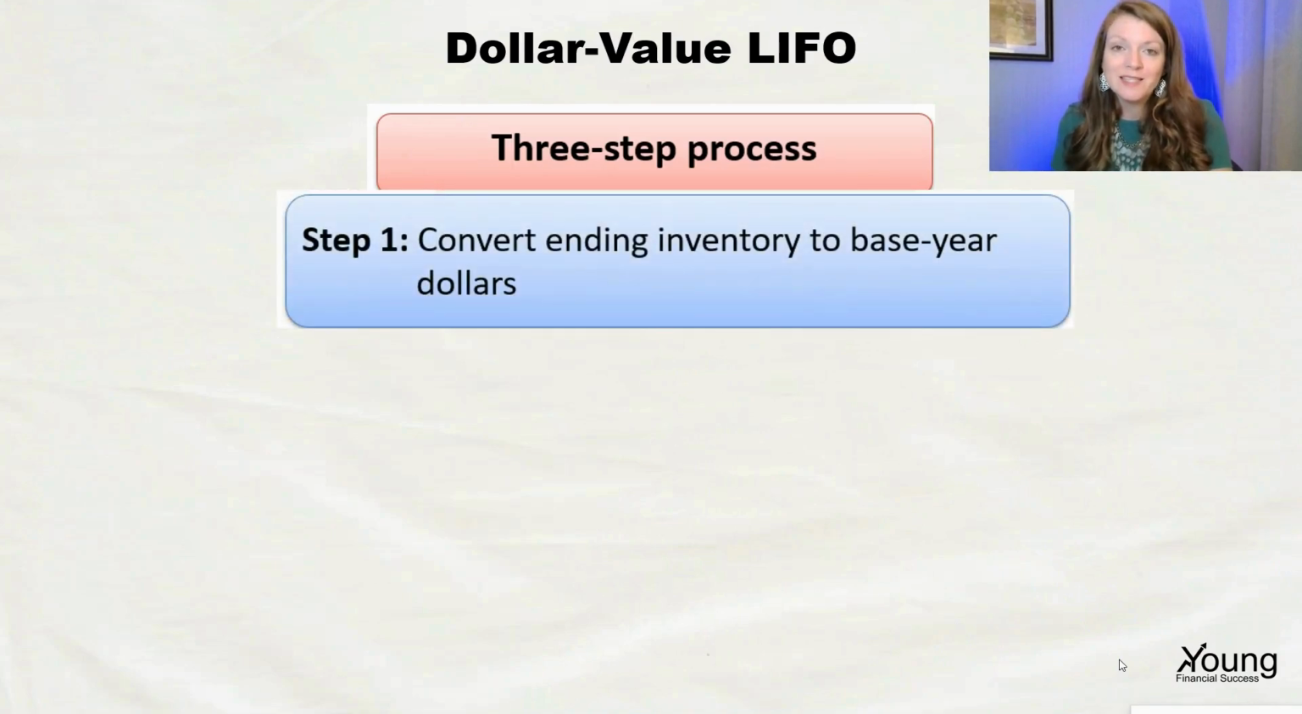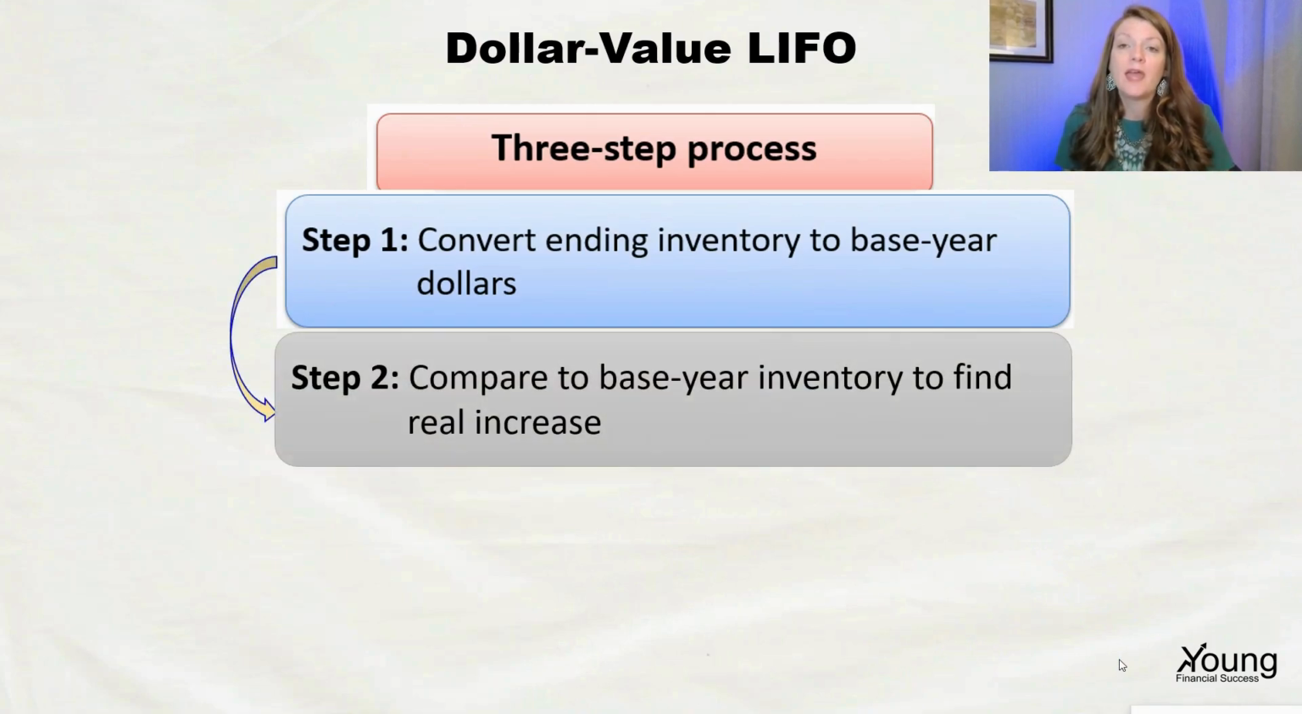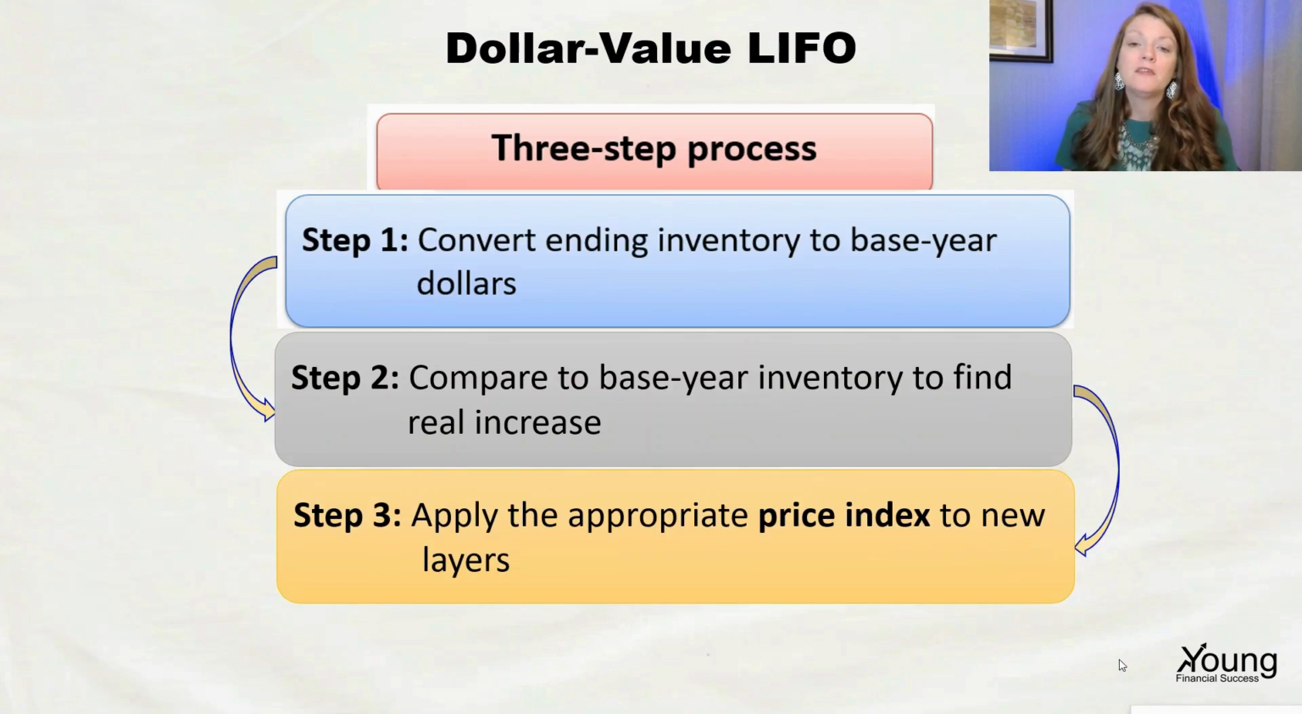So this is a 3-step process. Step 1, we convert ending inventory to base year dollars. Then we are going to compare to the base year inventory to find what the real increase is, and then we apply the appropriate price index to new layers.